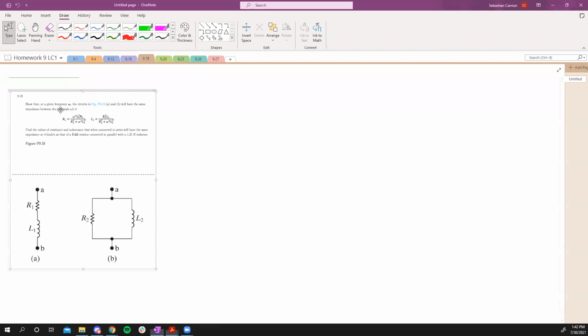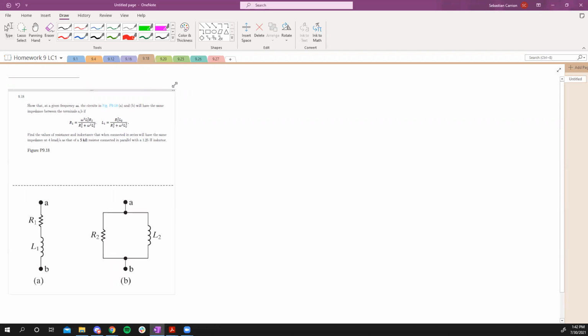Okay, so we got problem 9.18. It says show that at a given frequency omega, the circuits A and B will have the same impedance between terminals A and B, and it gives us the values of R1 and L1.